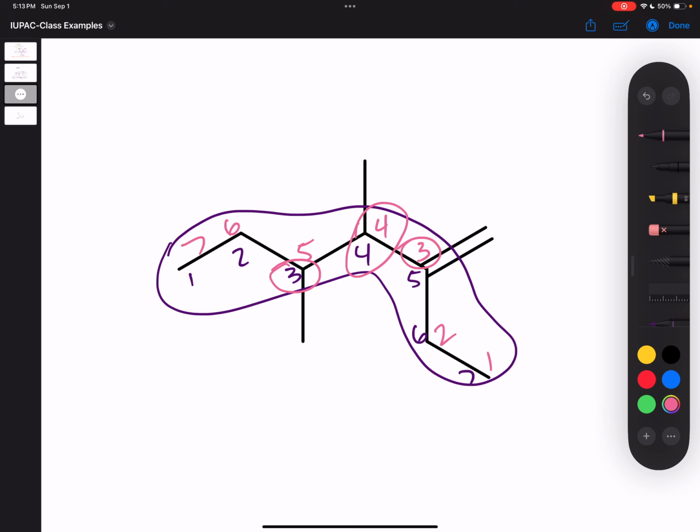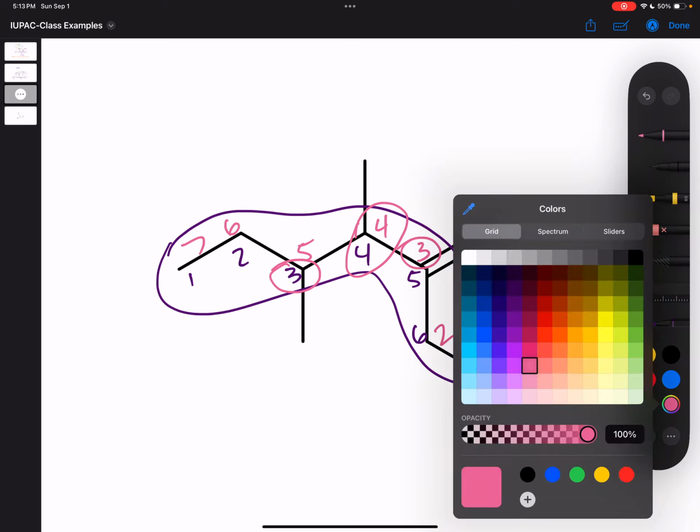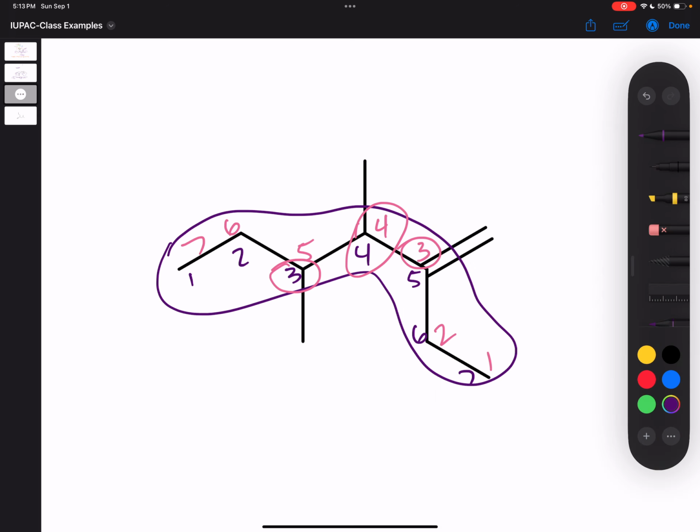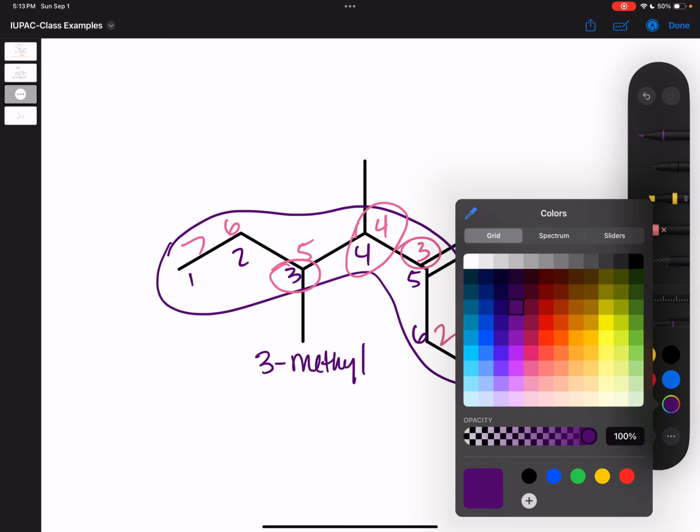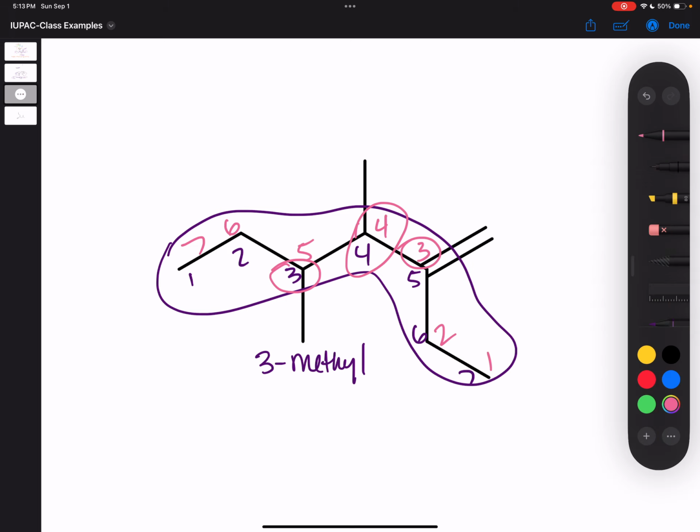So I have from left to right, so I'm going to match the colors. I have a 3-methyl group here versus on the right to left, this would be a 3-methylene. Okay. So those are the names of the substituents. Alphabetizing is going to have to tell me, well, I don't have a difference until I get to the ene part. So this tells me 3-methyl is going to win.